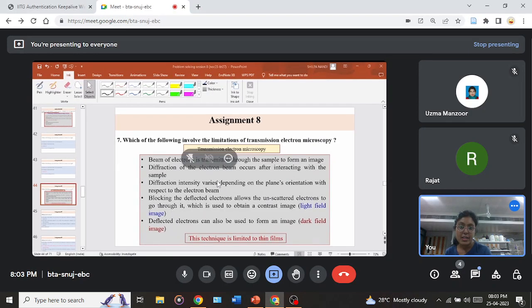If you go back through the lectures, you will find it's written here that this technique is limited to thin films, and also the beam of electrons is transmitted through the sample to form an image, thus the sample has to be electron transparent. So any doubt till now? Okay, let's move on to the next question then.